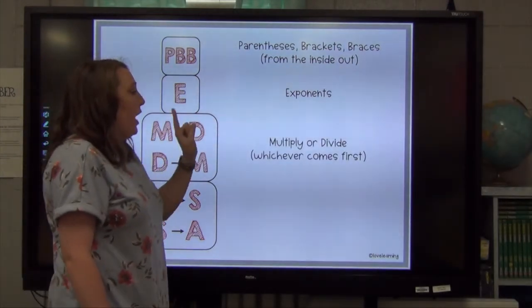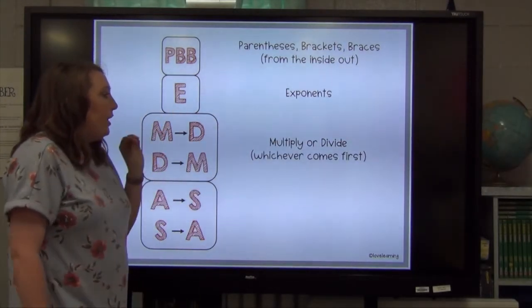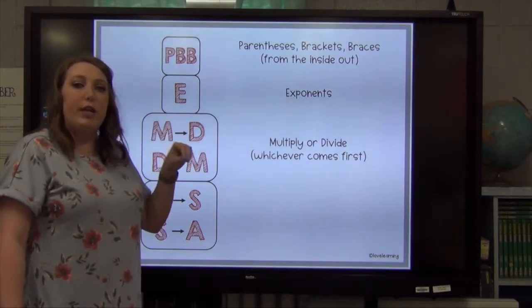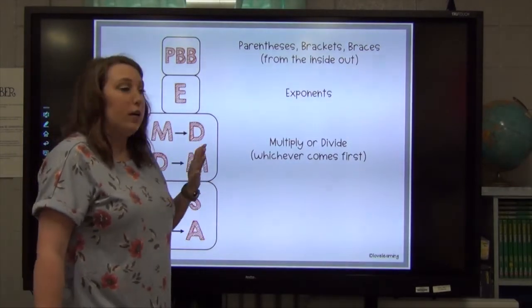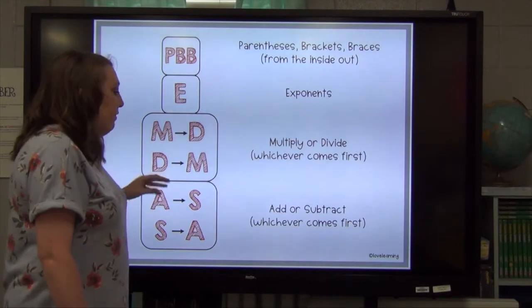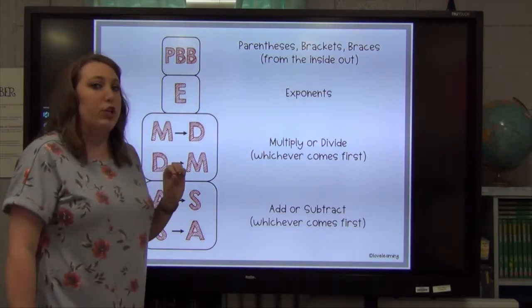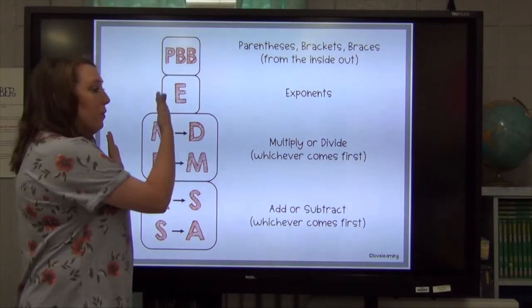Then it's multiply or divide. So multiply, divide go together. You have to look at it as which one comes first. And then add or subtract is the same. Whichever one comes first in the problem. You read from left to right.